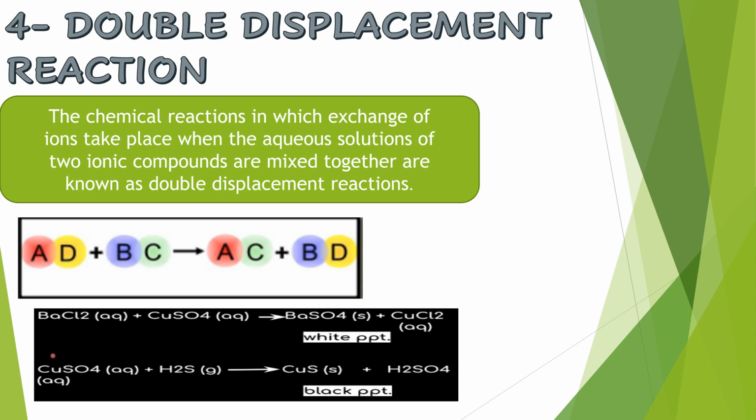So for example, barium chloride aqueous solution plus copper sulfate aqueous solution. When mixed together, we see barium sulfate plus copper chloride, which also results in the formation of white PPT. Here BaSO4 is a white PPT.